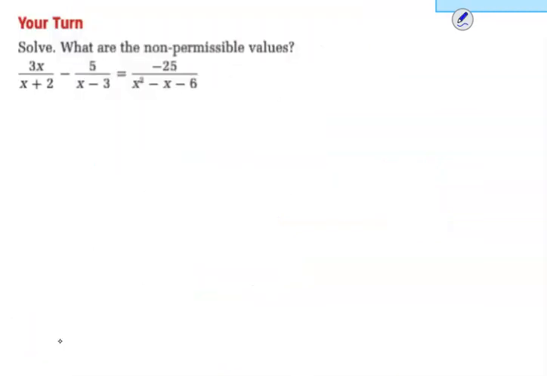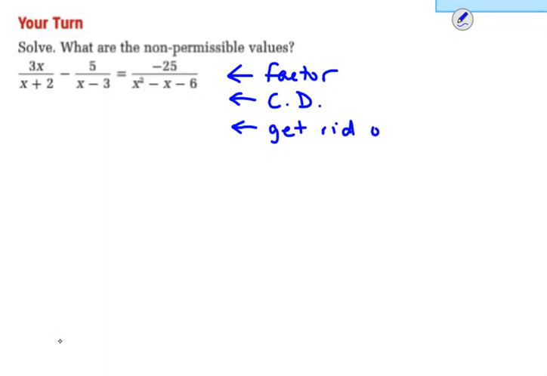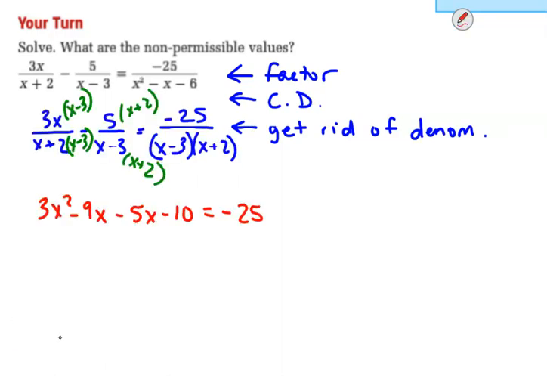Alright, this next one's at your turn. So see if you can pause the video right now and solve it on your own. Remember the steps are to factor, then get a common denominator. Then, once the common denominators are the same, you can get rid of the denominator, and then we can just start working with the tops. If you've had a chance to try it, you can press play, and we'll just quickly finish going through it.